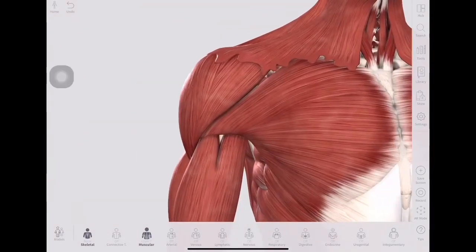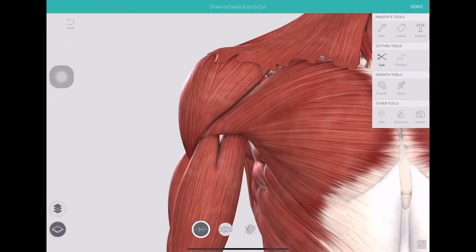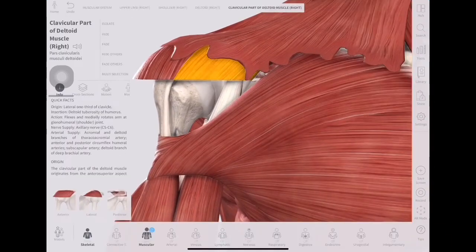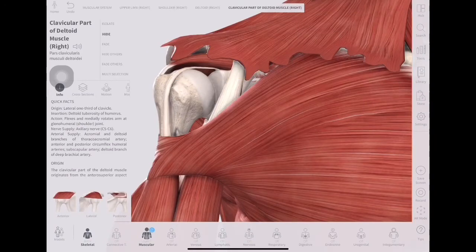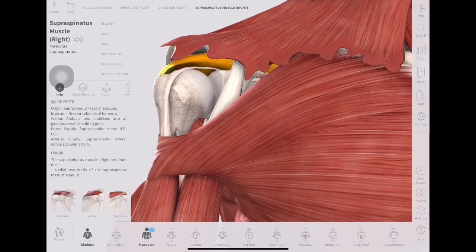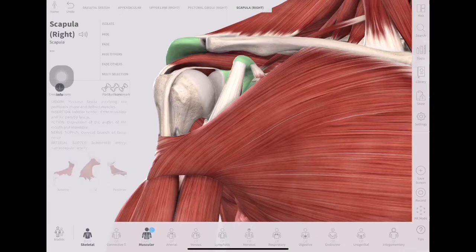Incising and removing the layer of the deltoid and platysma, we'll be able to expose the scapula, its glenoid, and its associated structures. Exposing the supraspinatus muscle, which is responsible for the abduction and stabilization of the arm at the glenohumeral joint.